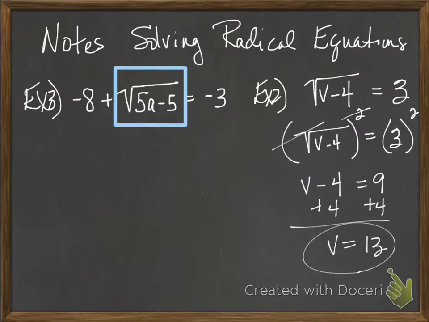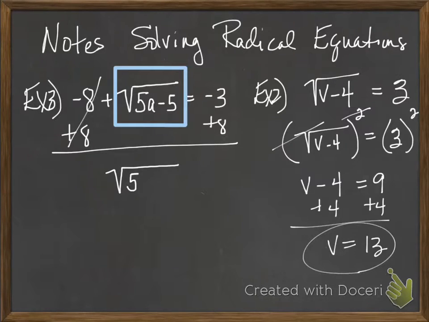So why is it not by itself? Because it's being multiplied by 5. A negative 8 is being added to it. The 5a minus 5 is all under the radical. So it's that negative 8 that's got to go so that square root can be by itself. So since that's a negative 8, we're going to add 8 to both sides. And then the negative 8 and the positive 8 will cancel. And then your little square root will be by itself. So then you'll have the square root of 5a minus 5 is equal to what? 5. Negative 3 plus 8 is 5.